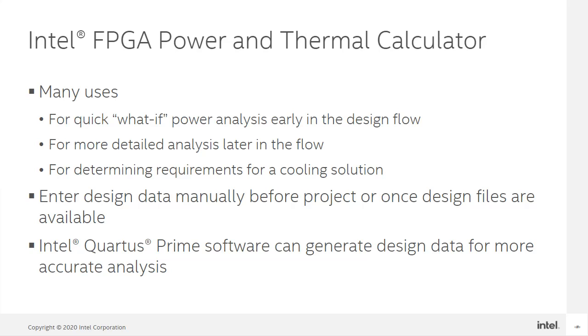The PTC allows you to perform early estimates of power even before a project or any design files have been created. If a project is available, accurate information from the project itself can be exported from the Intel Quartus Prime software and imported into the calculator to save time when entering resource usage information. This also provides a more accurate power analysis since the information comes from the design itself instead of your own estimates. The PTC also provides information about device thermal management and cooling solution requirements based on a selected maximum desired junction temperature.